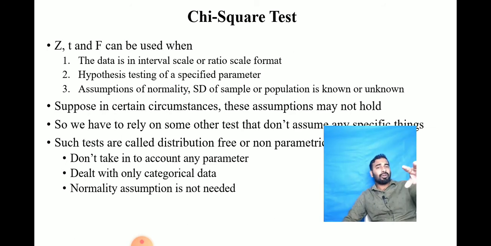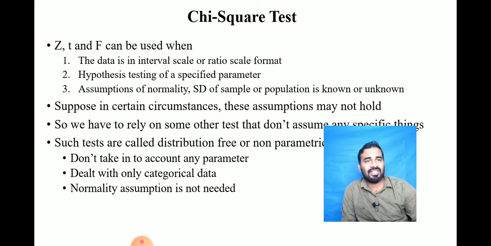We don't want to look at a specific parameter. Instead, we want to do certain other things. And if the assumption of normality is not holding, that means the population is not normal. In such cases, we can rely on certain other tests that do not assume any of the things that we have discussed so far.